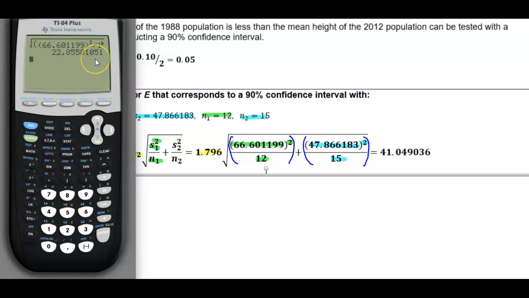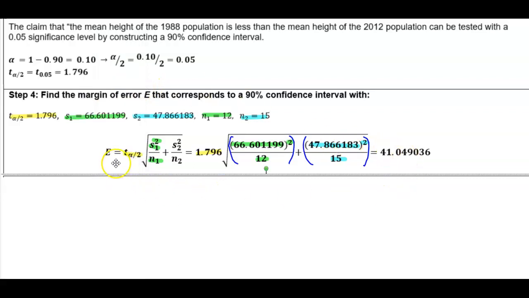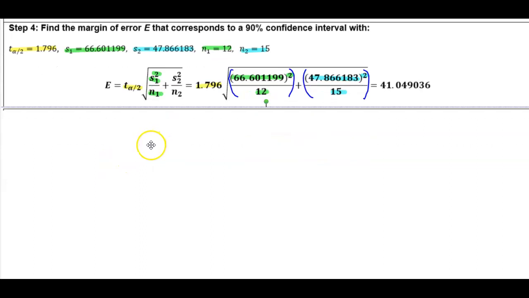Now once we have this value, we want to multiply that by the critical value. So times 1.796, and that gives us the margin of error to be 41.049036, rounded to 6 decimal places. So therefore, there is the margin of error.